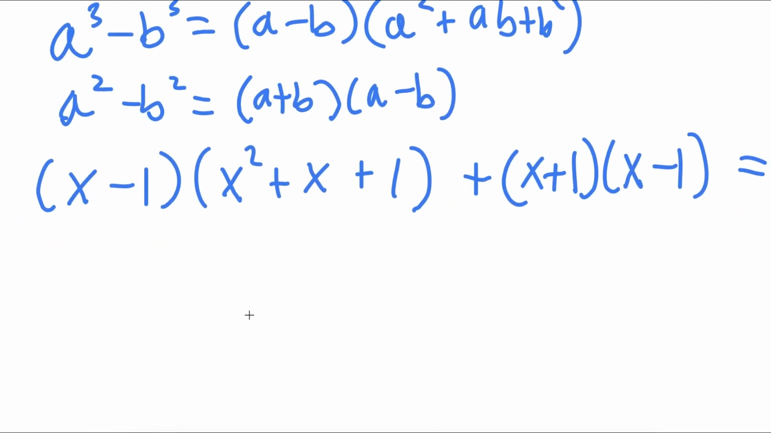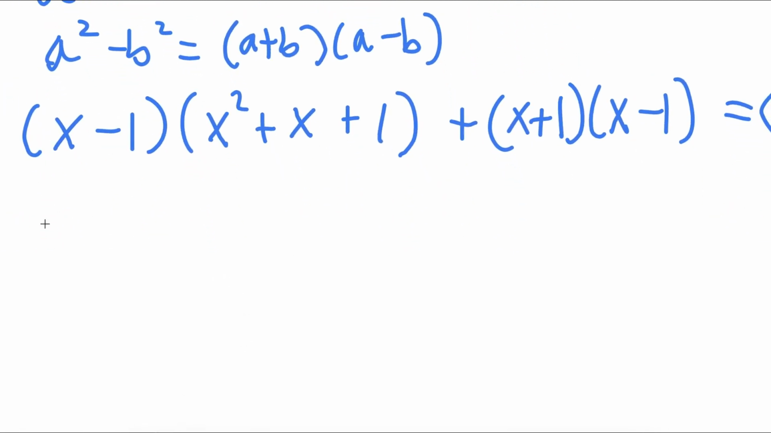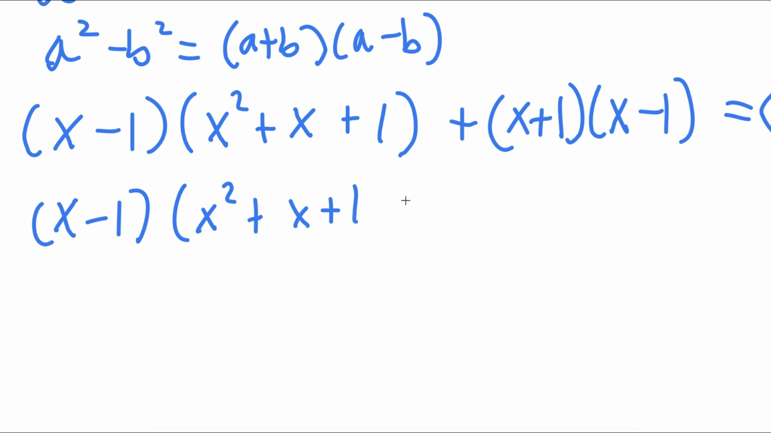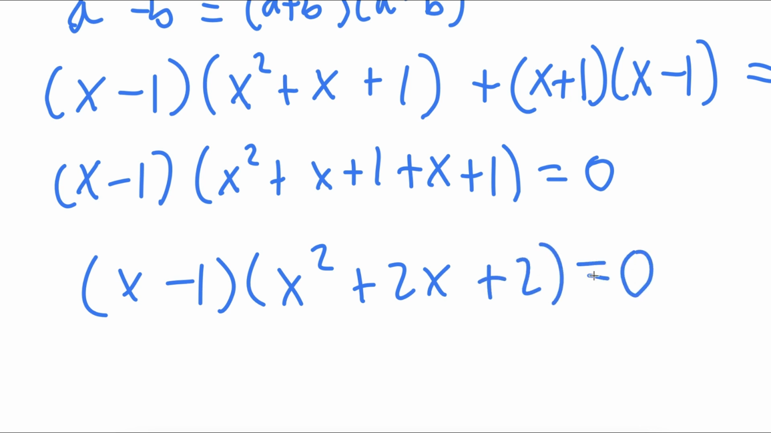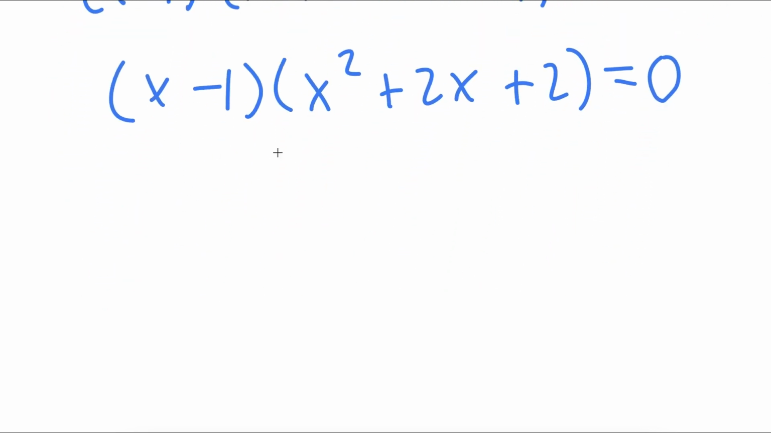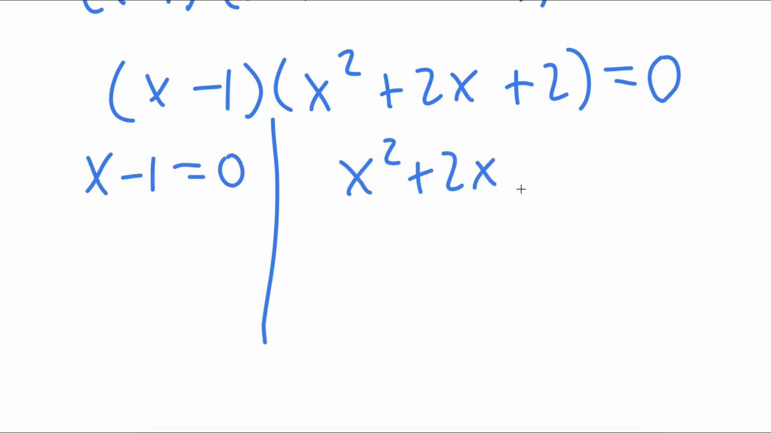So now, if I factor out x minus 1, I get x minus 1 times x squared plus x plus 1 plus x plus 1 is equal to 0. And if I simplify, I get x minus 1 times x squared plus 2x plus 2 is equal to 0. So now this gives me two equations. I have x minus 1 is equal to 0, and I have x squared plus 2x plus 2 is equal to 0.